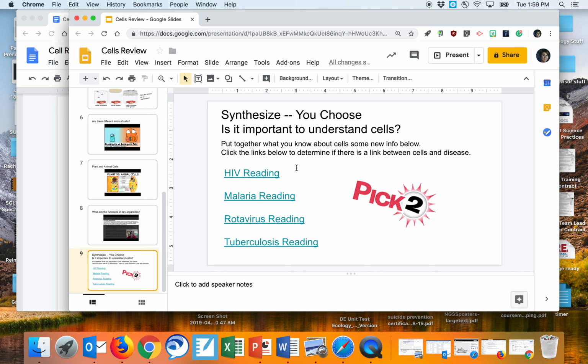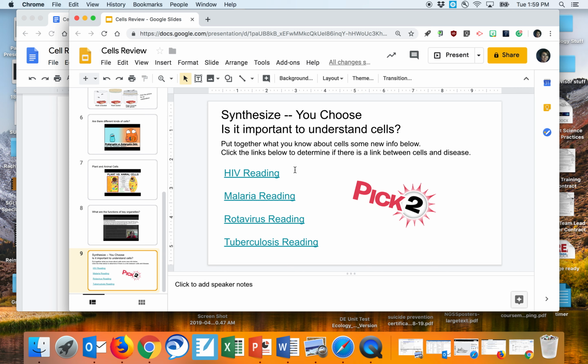What I have for you here are 4 readings about different diseases that are real life problems in the world today. People are dying every day of these different diseases. Our question is, is there a link at all between the stuff that we learn about cells and these diseases? Would it be helpful to understand about cells so that we can understand these diseases? I don't know. It's for you to find out.